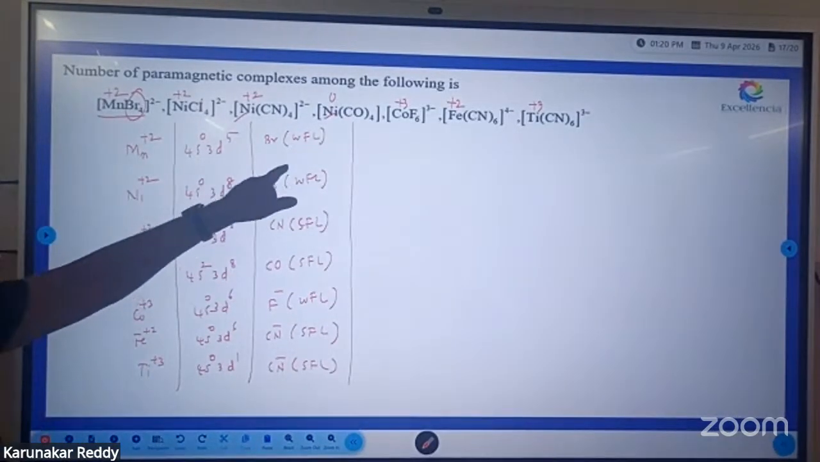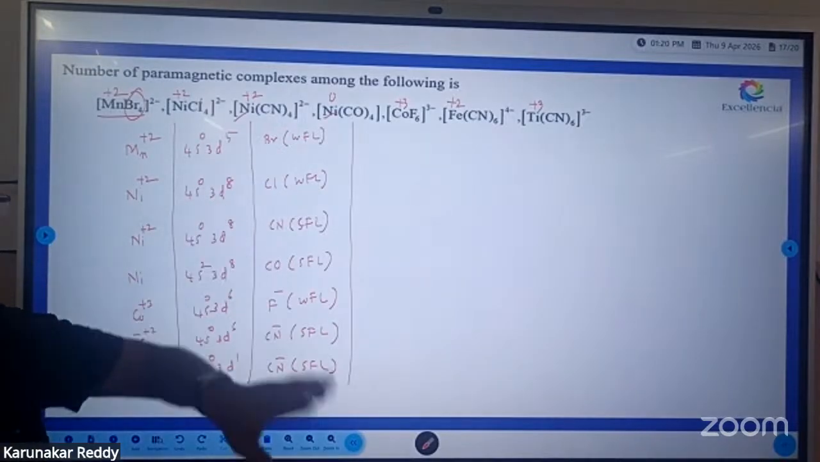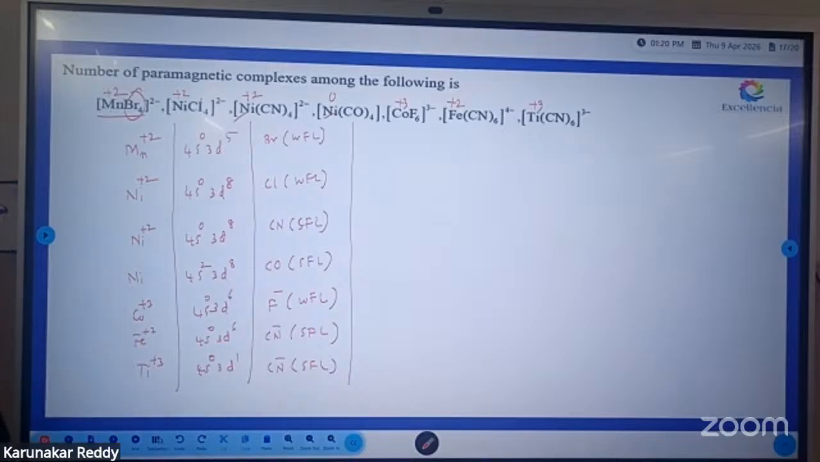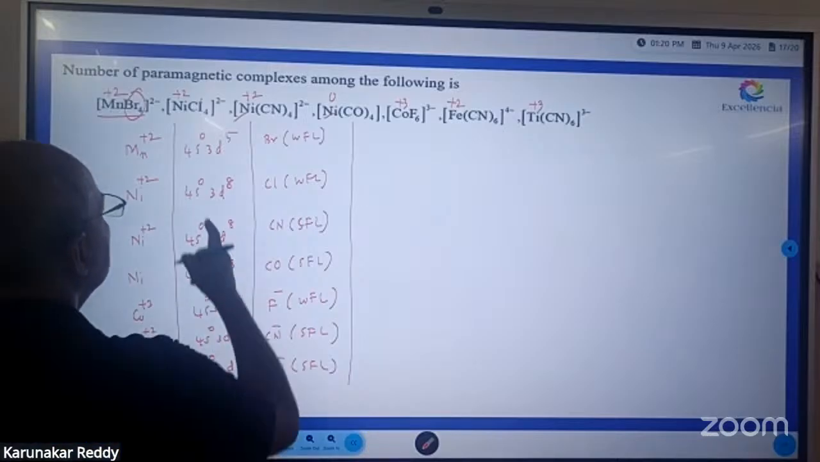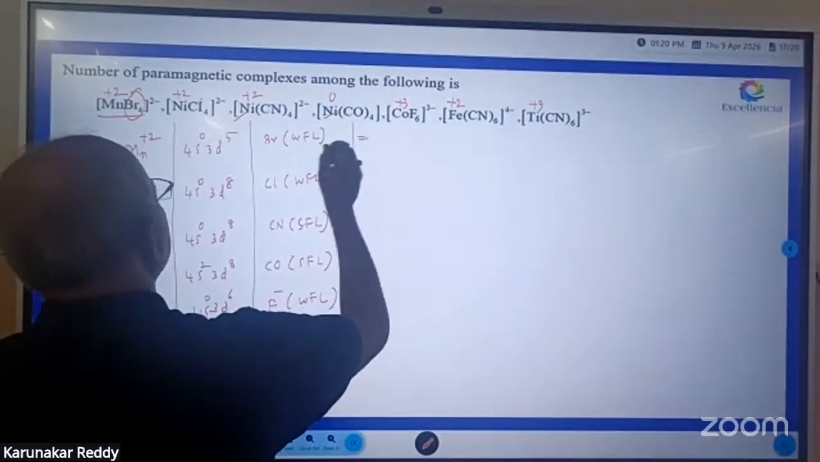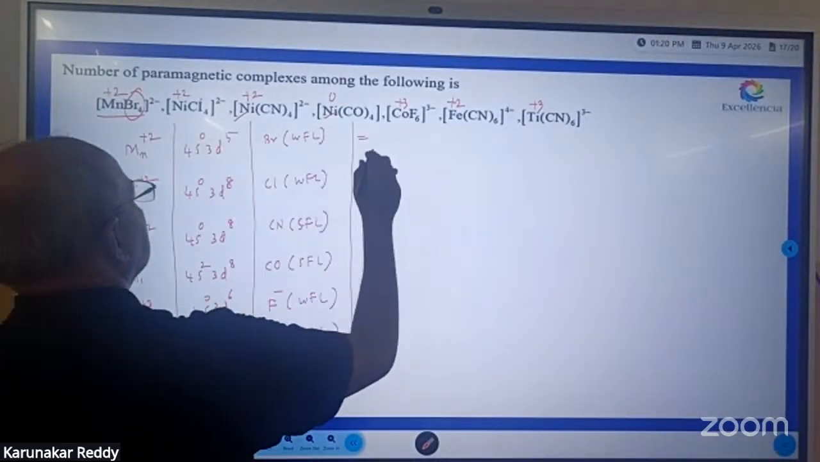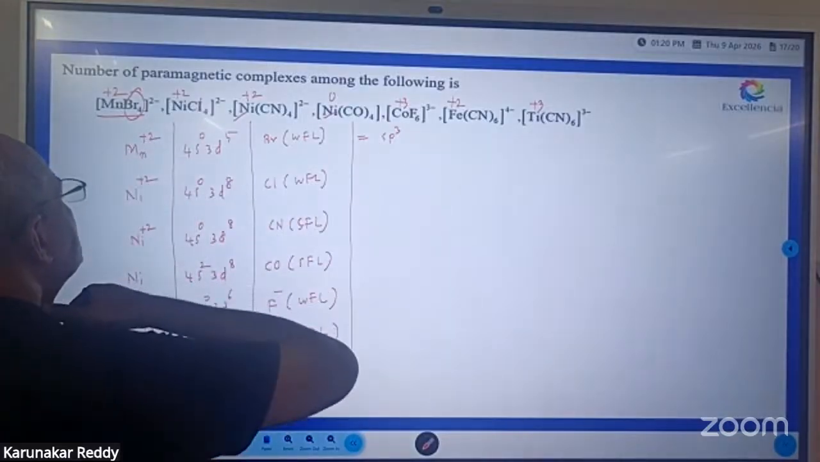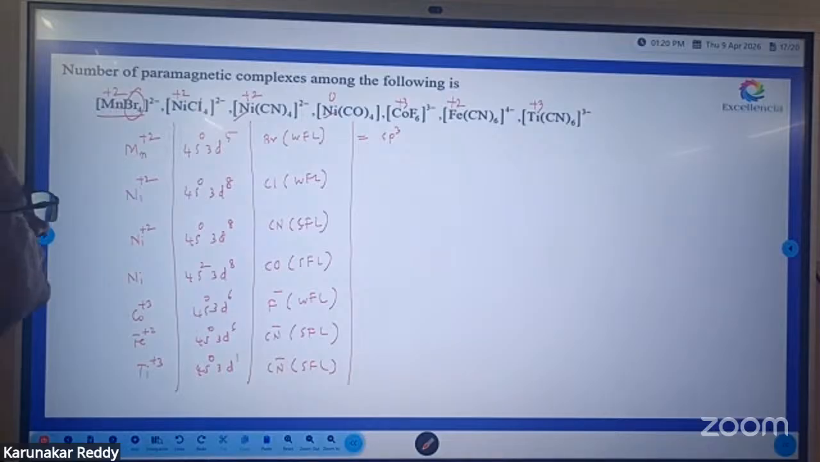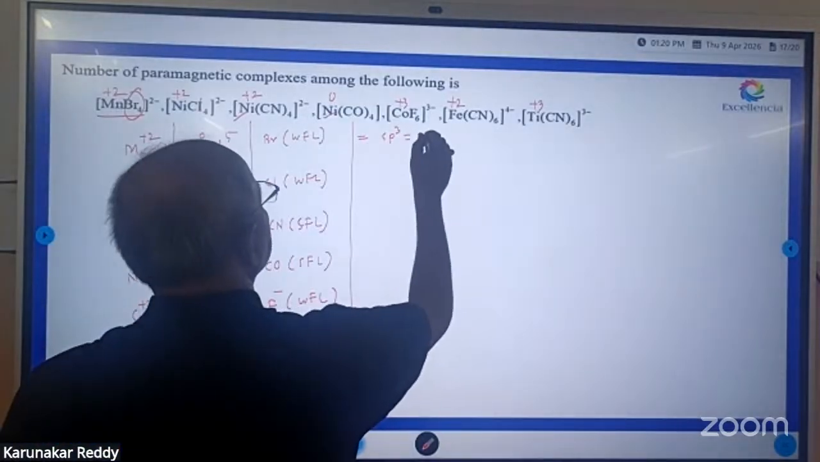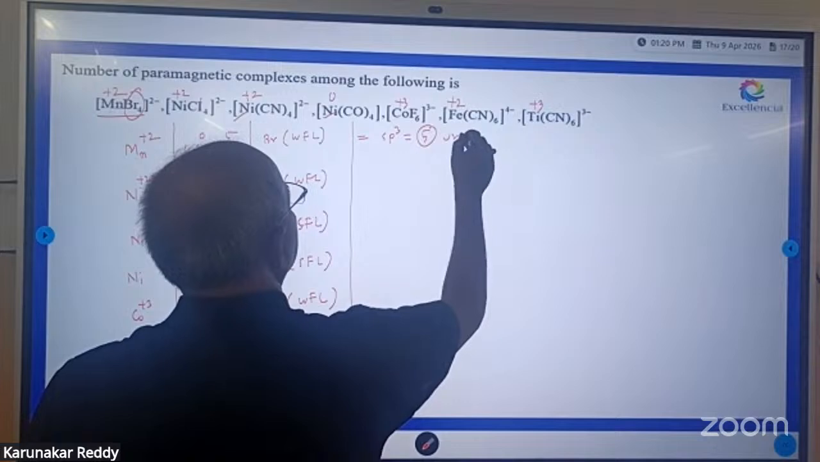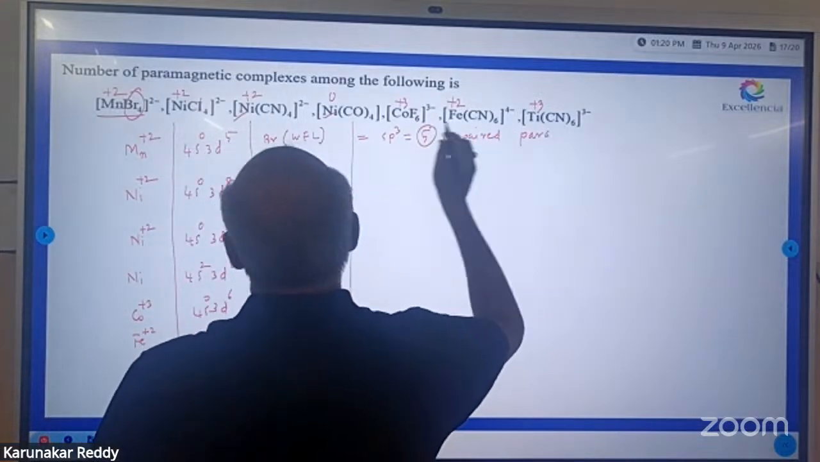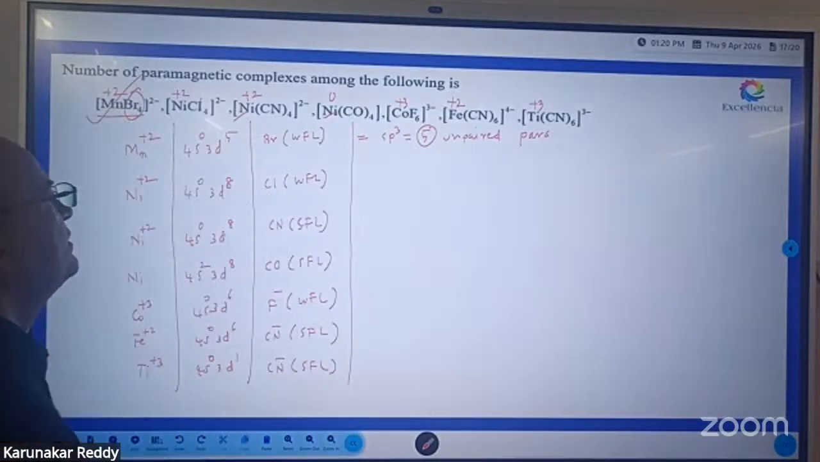Once a weak field ligand is there, it means the rearrangement of the electron redistribution can't happen. So number of unpaired electrons will be as it is. Then we can say hybridization is sp3. These 5 electrons will be like that only. S and p orbitals will participate. Then 5 unpaired is there. When it possesses unpaired electrons, it's paramagnetic. Now you say that this one is paramagnetic in nature.